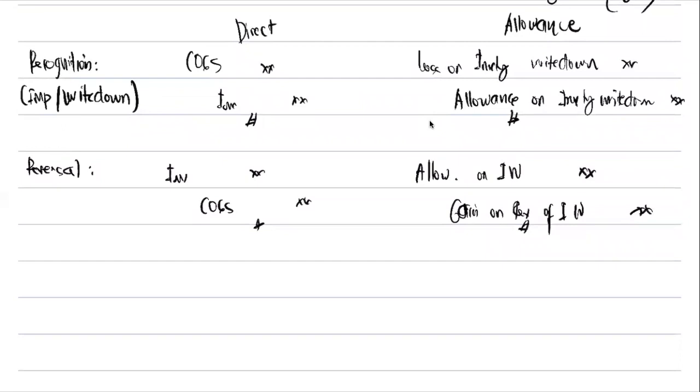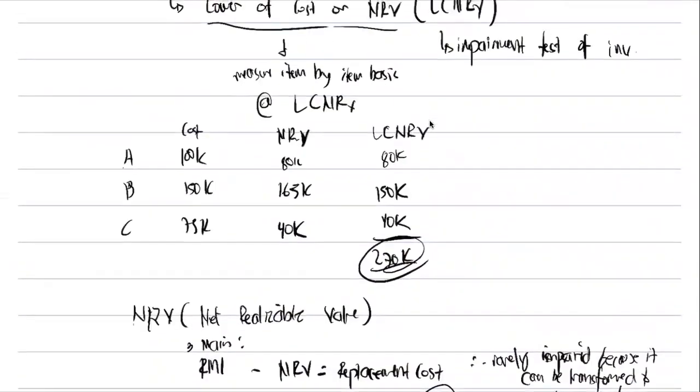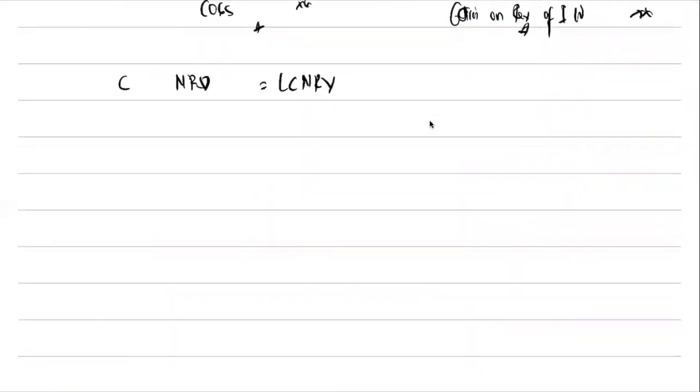Now, guys, the problem here is how do we reverse? No problem with your recognition. Diba kanina, you just compare the cost to the NRV, and then we measure it at LCNRV. So let's just copy our previous example. This is our example a while back. I'll just copy it and place it here.